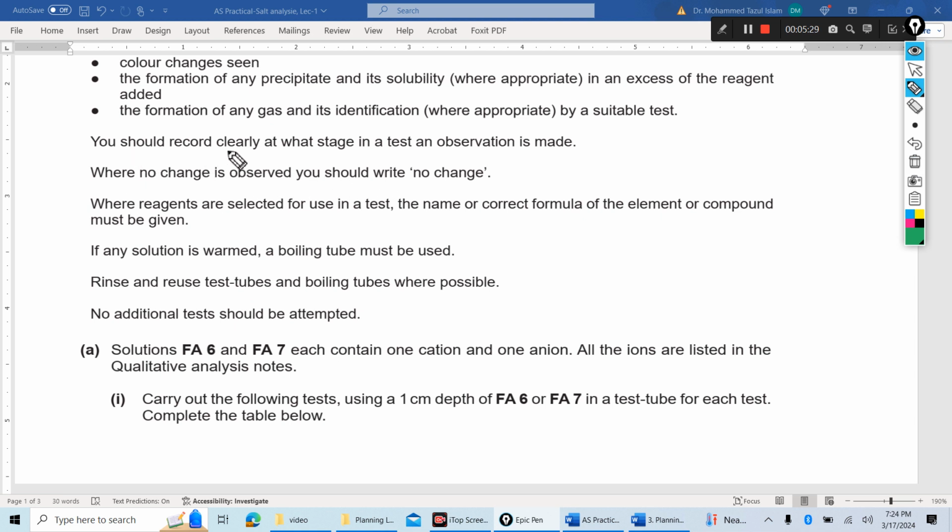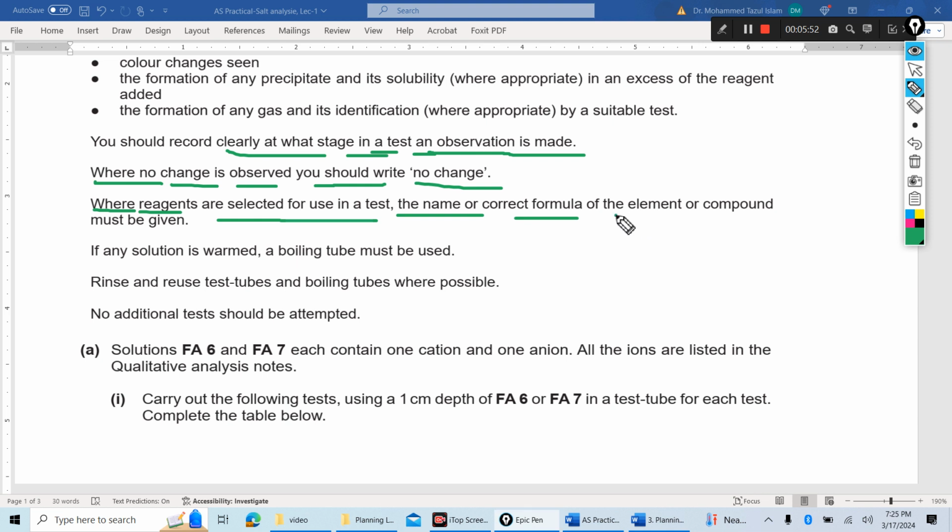You should record clearly what stage in a test an observation is made. Where no change is observed, you should write no change. Where reagents are selected for use in a test, the name or correct formula of the element or compound must be given. If any solution is warm, a boiling tube must be used. Arrange and reuse test tubes and boiling tubes where possible.